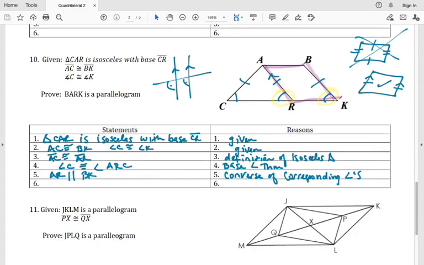Now that we know this line is parallel to this line, I know that BARK, that quadrilateral, is a parallelogram. And my reason is one pair of sides are both parallel and congruent. Let's do another one.